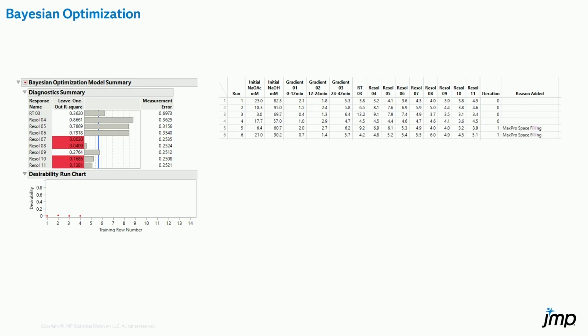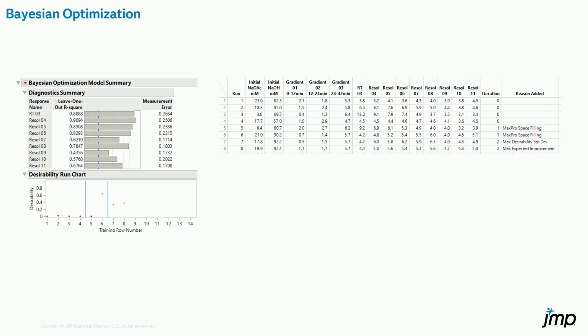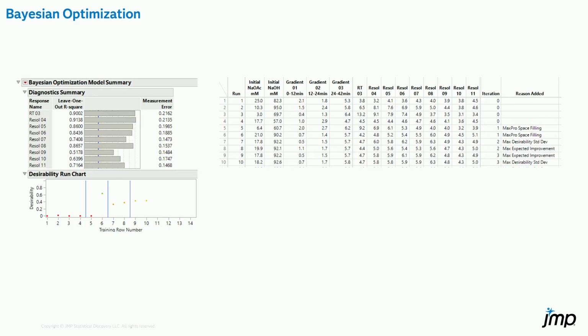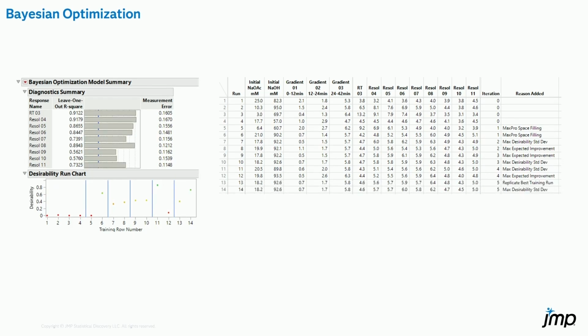So it recommends a space-filling pair of runs to improve model fit. We get responses for those runs and see that the model is looking good and that one of the new responses is much better than the initial runs. And we get into the auto mode phase where we're using expected improvement to automatically guide our search using the models to find the best settings. We go through a couple iterations of this, until the platform begins replicating on iteration 5, indicating that we've possibly solved our problem.